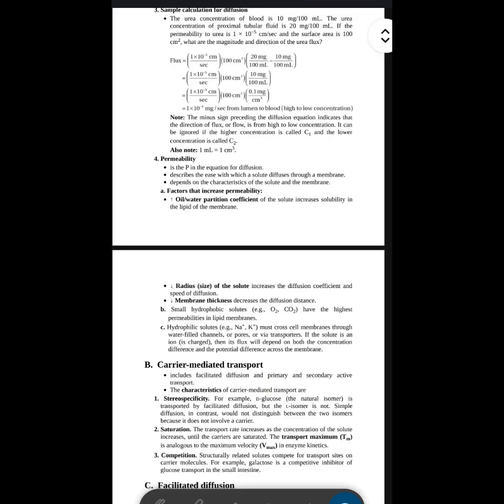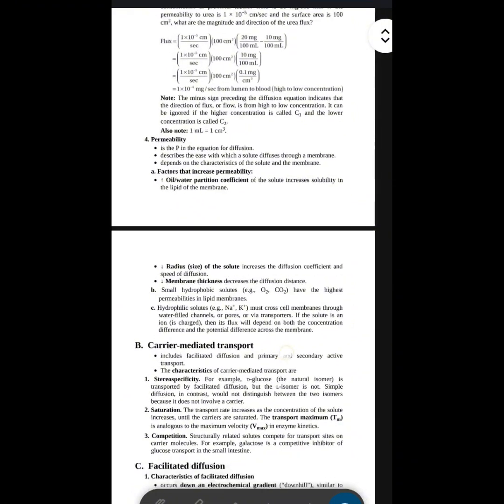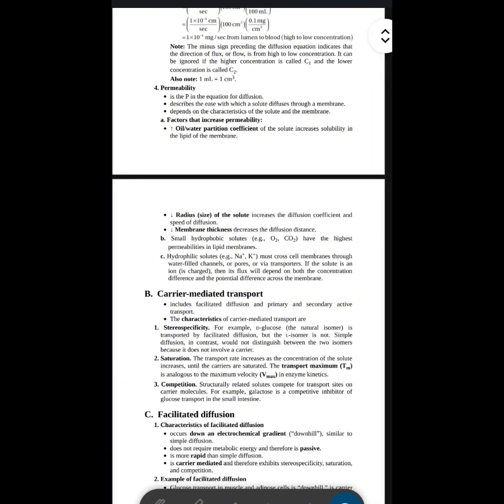It describes the ease with which a solute passes through the membrane. As the radius of the solute increases, the diffusion coefficient and speed of diffusion decrease. As thickness increases, the diffusion distance increases. Small hydrophobic solutes like oxygen and carbon dioxide have the highest permeability in the lipid membrane. Hydrophilic solutes like sodium and potassium must cross the cell membrane through water-filled channels.